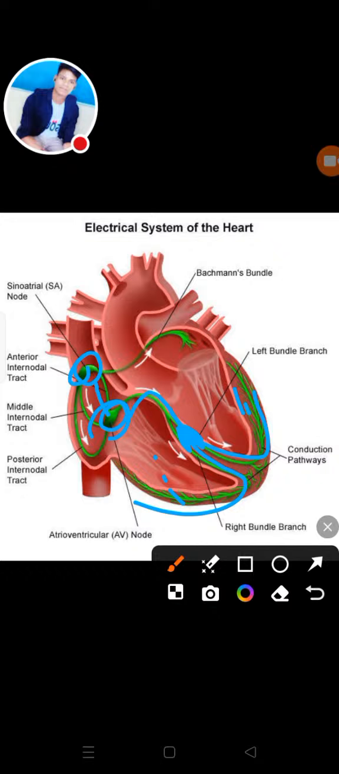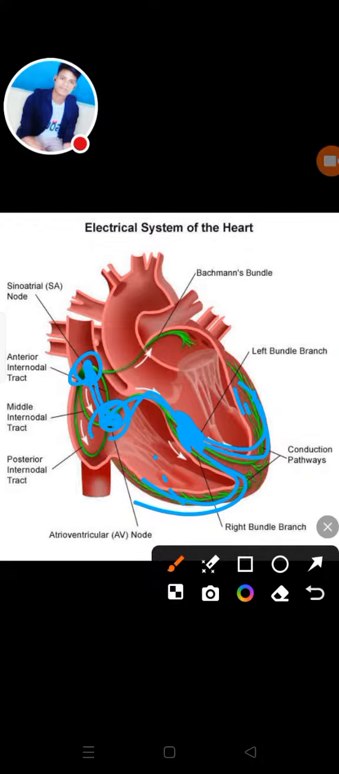The SA node's electrical signals come to the AV node. After that they come to the bundle branches, and they are transferred all over the heart. Due to that, the heart pumps and performs actions like contracting and dilating, because of those electrical signals.